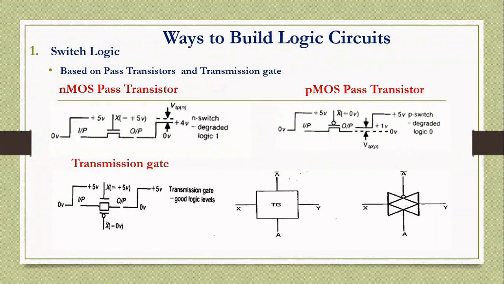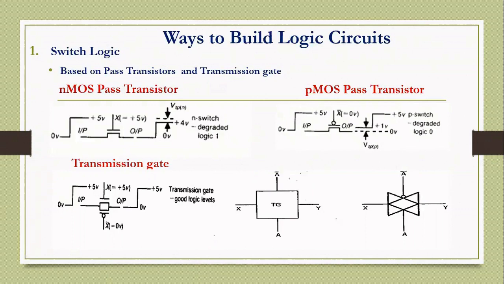Instead of 0 volts, we'll be getting 1 volt at the output. About the PMOS pass transistor: the PMOS pass transistor is good at passing logic 1 and it is poor at passing logic 0.